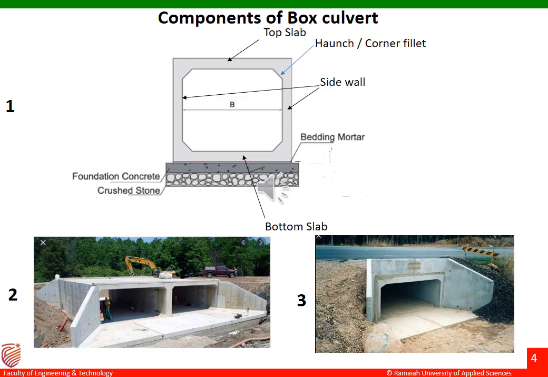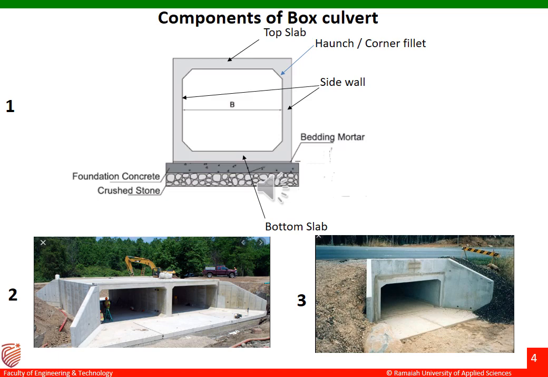Okay, so if you refer to figure 1, it is clear that the top portion, which is called the top slab, will act as a deck, and the side walls serve the purpose of supporting structure. So if you compare with a slab culvert, you can consider these side walls as abutments, and the bottom slab serves the purpose of the foundation.